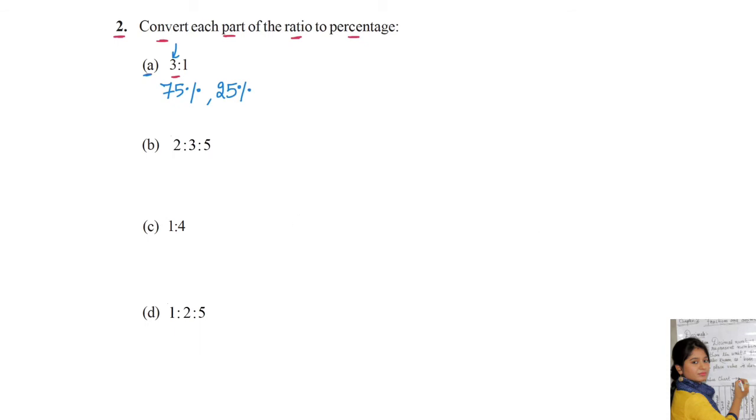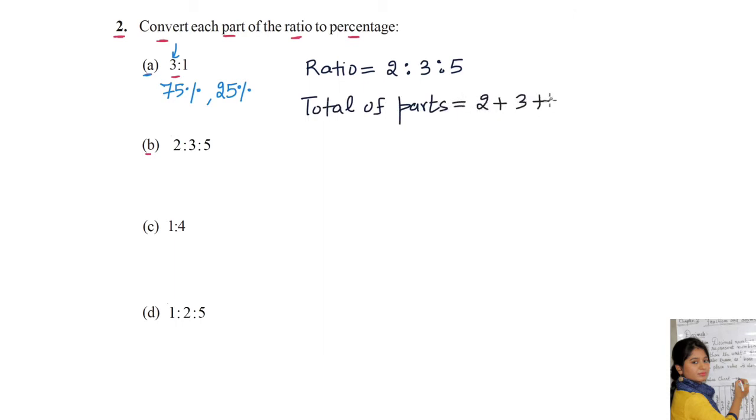Now coming to the B part. In B part, if you will see, we have 3 parts. The 3 parts are, or we can say the ratio is 2:3:5. We will find out the percentage for each part. So let's find the total of the parts. So the total of the parts is 2 plus 3 plus 5, which will give you 10, right?